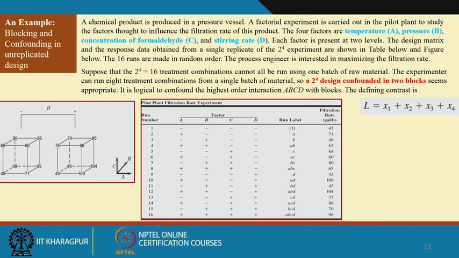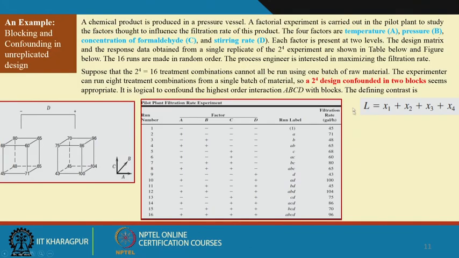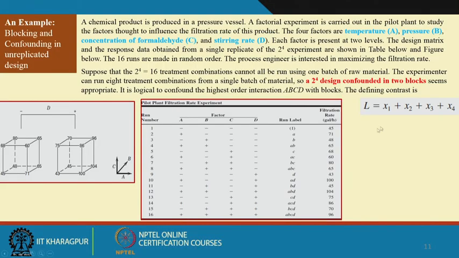So one case will be when you are going for only 1 block, another case will be going for 2 blocks. So although this example is for 2 blocks, we have seen this earlier in the case of a single replicate with one homogeneous set, and at that time the filtration rate, which is the response variable, the data obtained with reference to different experimental or treatment combinations are like this.